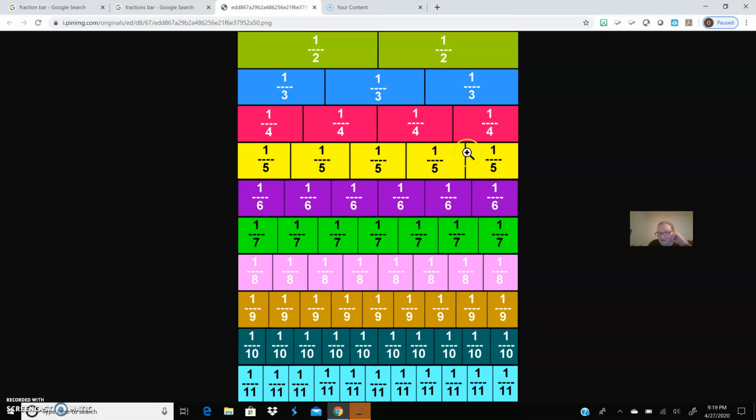And let's try 3/4. See if there's anything that's the same as 3/4. Okay, so 3/4 is going to be the same as, it stops here on the 8ths. Okay, so I've got 1/8, 2/8, 3/8, 4/8, 5/8, 6/8. Okay, so that's the same.